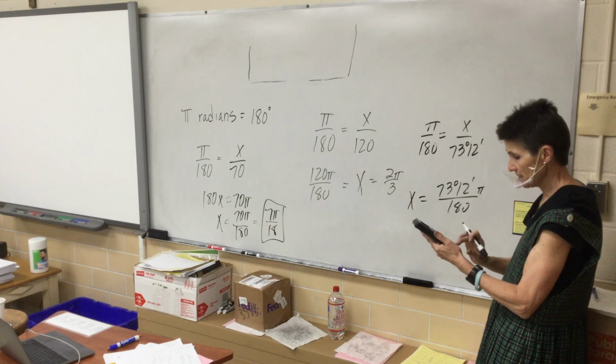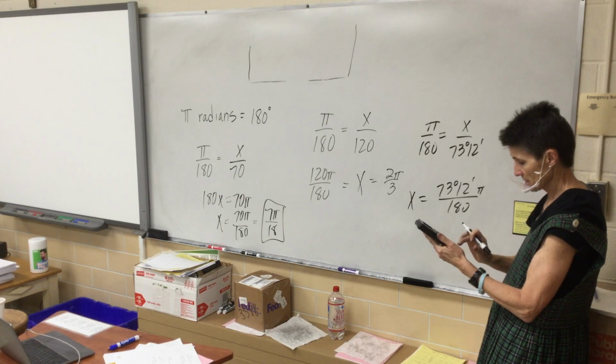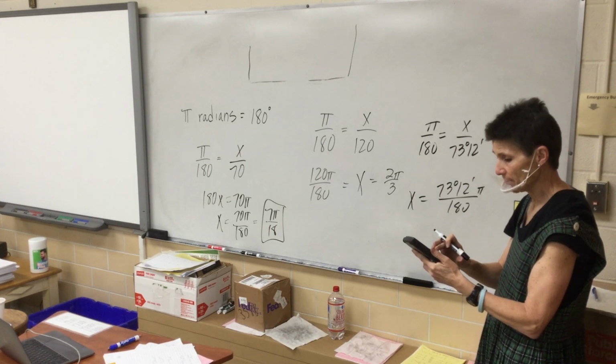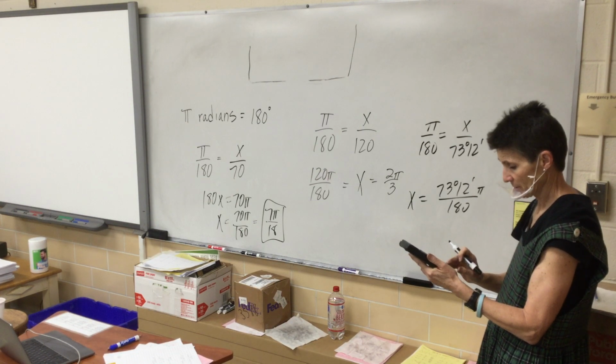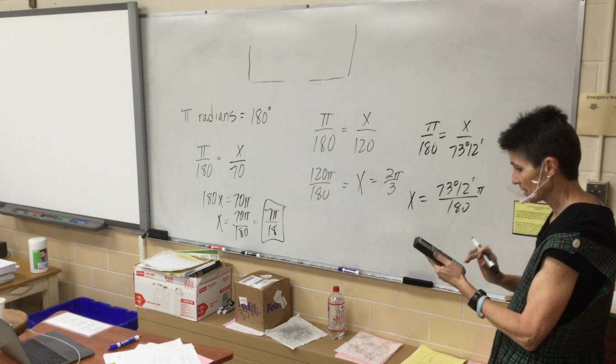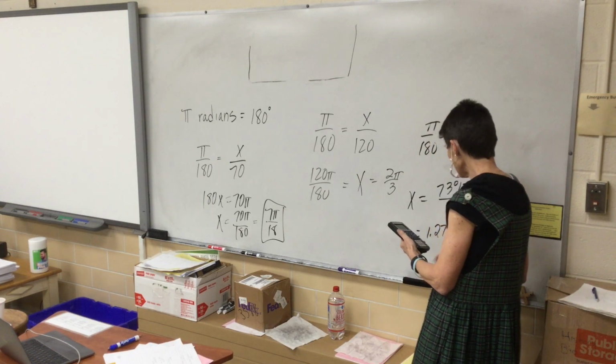73 degrees, 12 minutes, times pi, and use your pi button, and divided by 180. Did you get 1.2776?